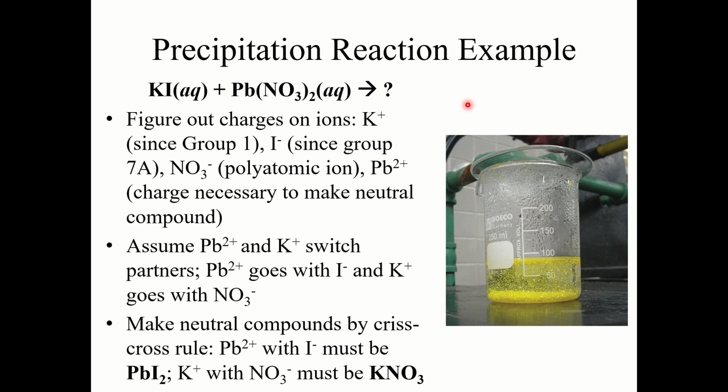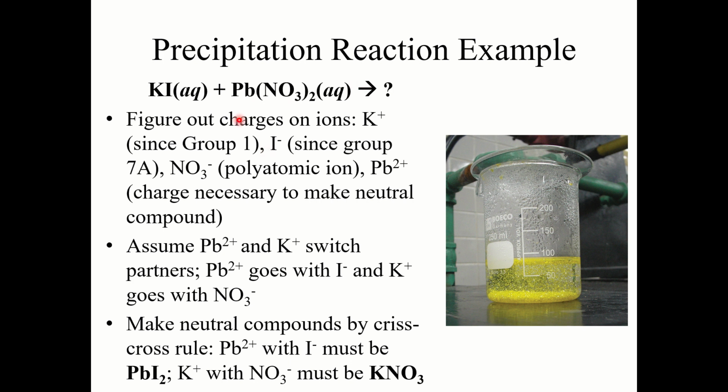Let's look at a precipitation reaction example. So this is a type of problem I may give you. This could also be written as a word problem. I could say potassium iodide reacts with lead nitrate, and you would need to know how to find those chemical formulas. So we've got potassium iodide, KI, which is aqueous, and it's reacting with lead nitrate, Pb(NO3)2, also aqueous.